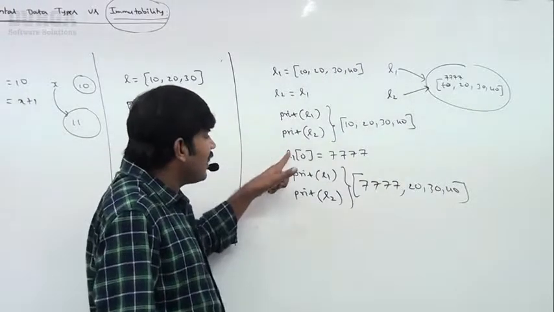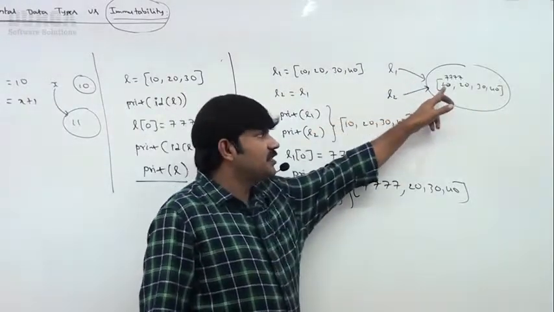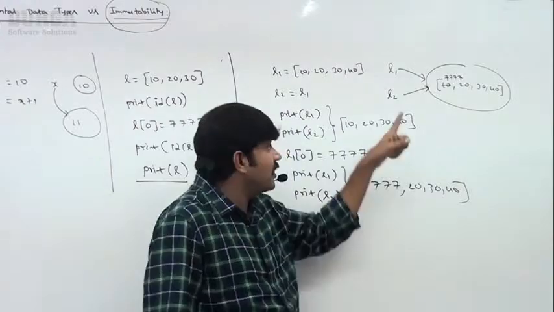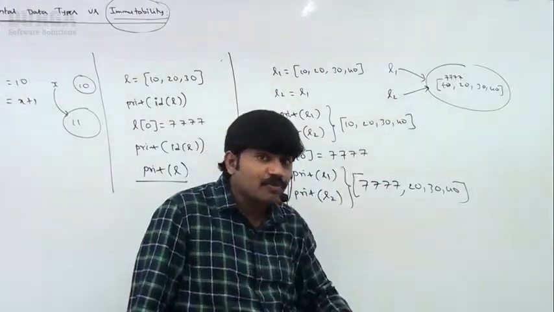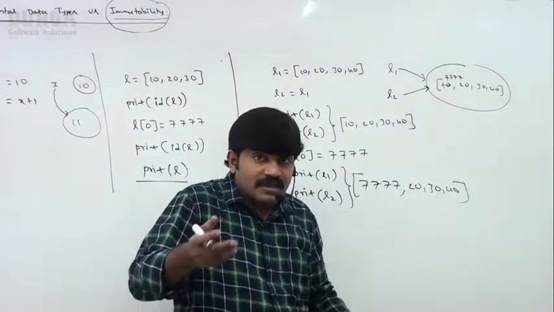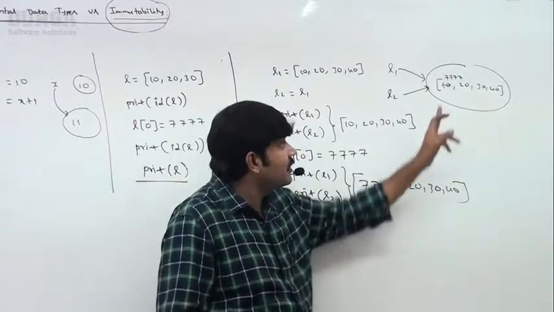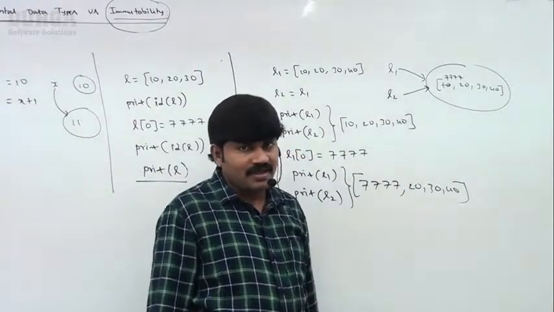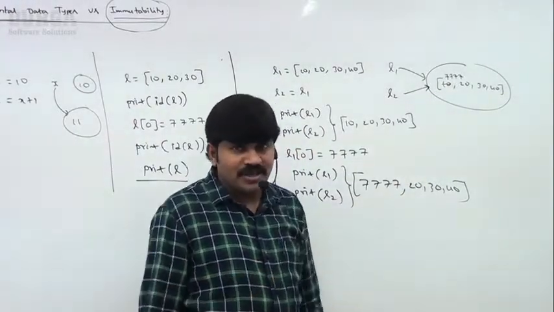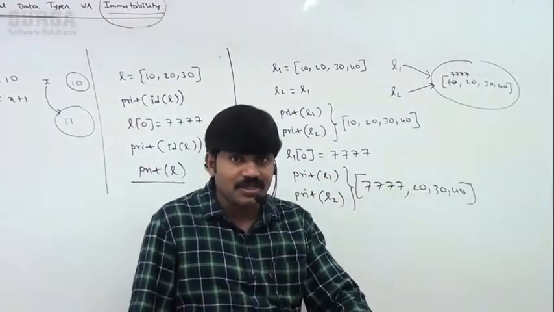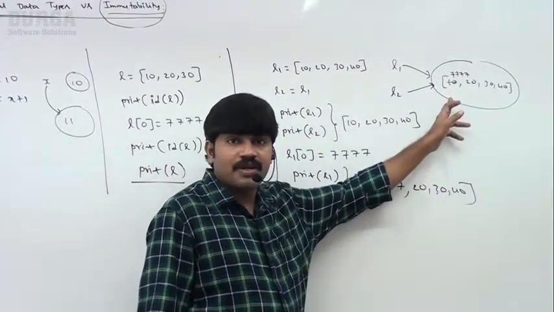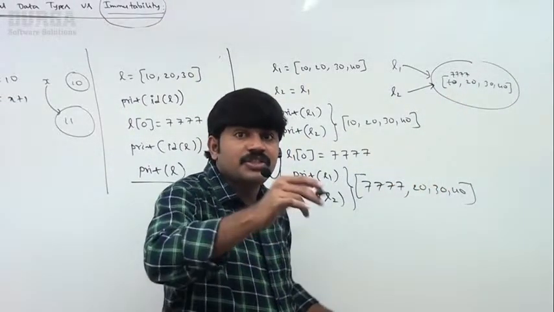So if you perform any change using L1, that change will be reflected in L2, because both are pointing to the same object. In the existing object only, the content is modified. Was a new object created with those changes? No. The modification was performed in the existing object only. This changeable behavior is mutable.